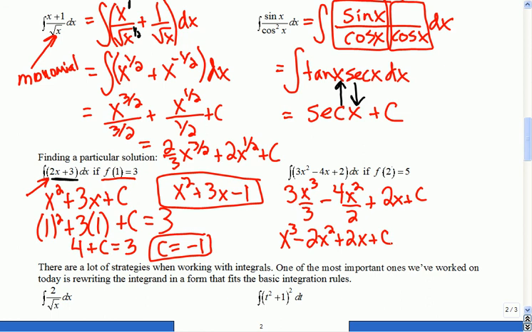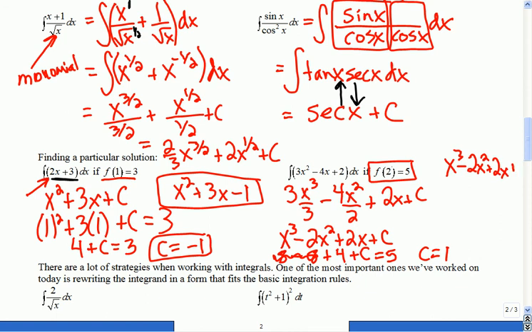So here's the antiderivative that I come up with, and I'd like to find the particular solution when f of 2 equals 5. So that's going to be 8 minus 8 plus 4 plus the constant equals 5. So those would be gone. So 4 plus a constant equals 5. My constant must be 1. So the particular solution is going to be x cubed minus 2x squared plus 2x plus 1. Okay, that's the particular equation that solves that scenario.